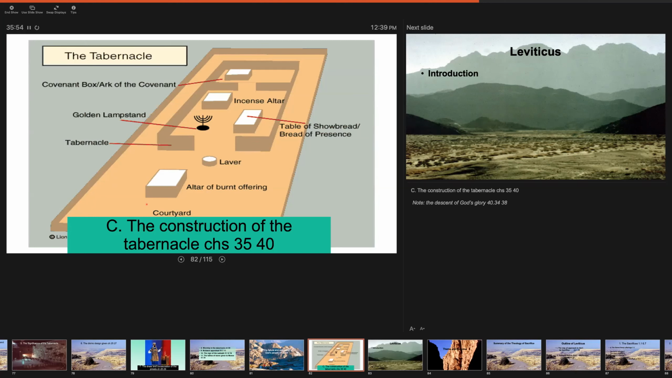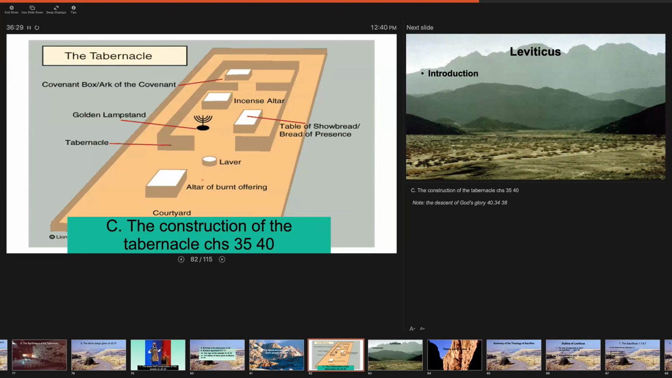Once inside the sacred area, we find an altar for burnt offering. That's this box here, which in the wilderness was not made of stone, but was made of bronze, a big bronze grate that was carried around. Just beyond the altar of burnt offering was a thing called the laver. The laver was a big bronze bowl for water, and the priests could wash there.